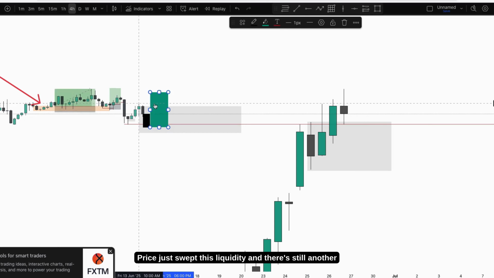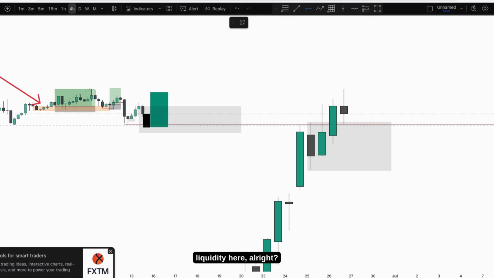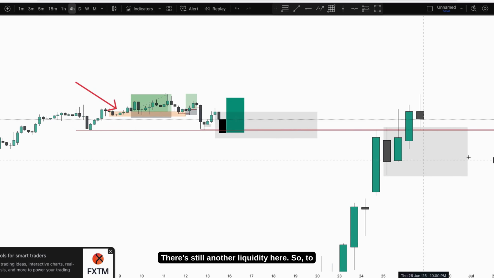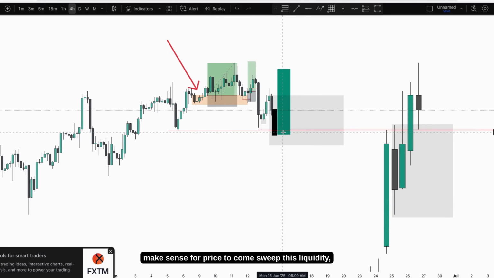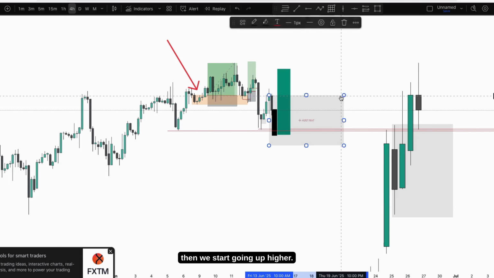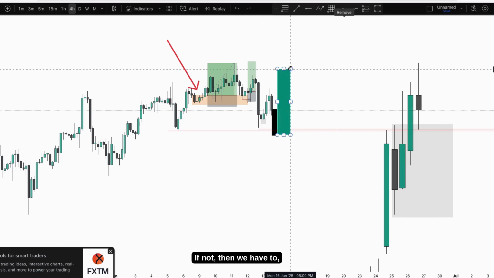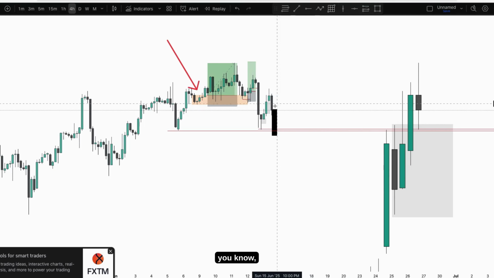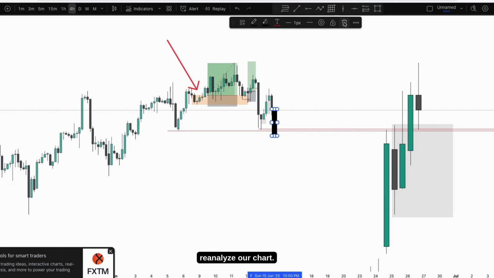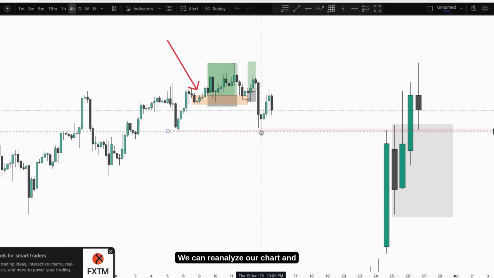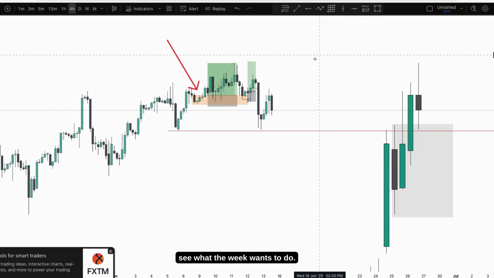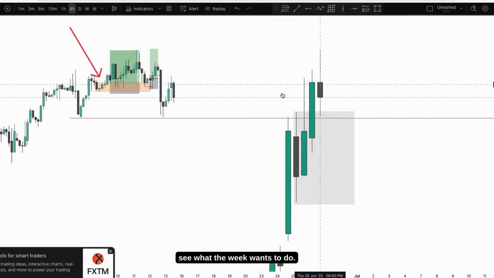Price just swept this liquidity, and there's still another liquidity here. All right, there's still another liquidity here. So it would make sense for price to come sweep this liquidity, then we start going up higher. If not, then we analyze our chart. Of course, we can't get married to the bias. We can reanalyze our chart and see what the week wants to do.